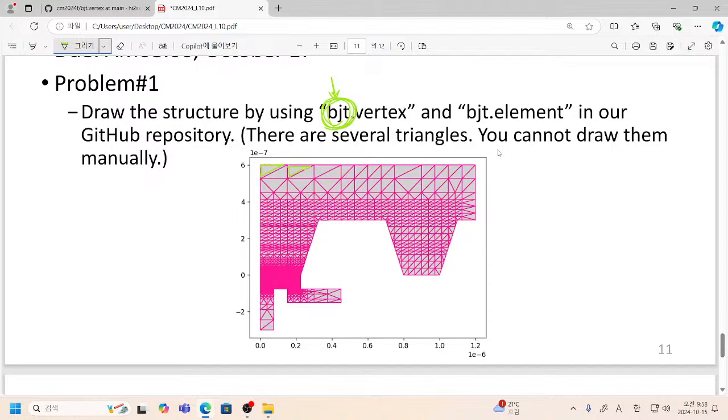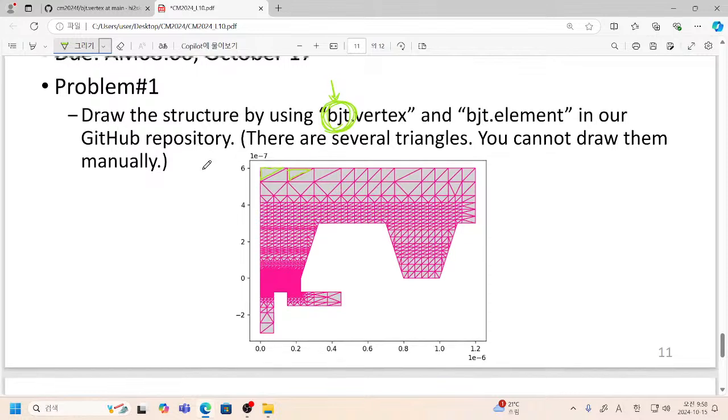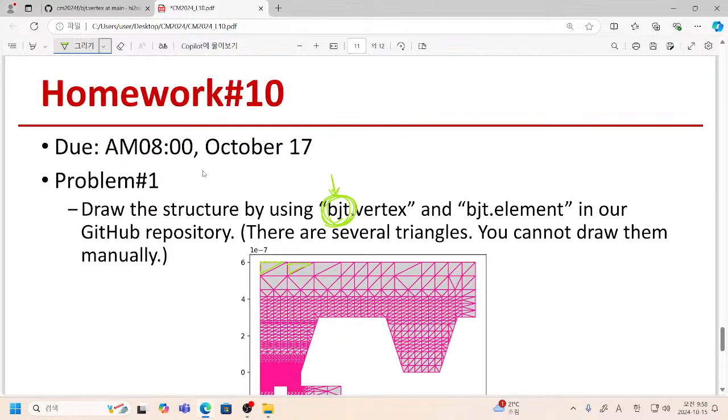I think this is a much better way to exchange information instead of giving all kinds of details to you. When we have a common format, agreed between us, when I send a new structure file, you can immediately start your simulation for this new structure. Okay, so that will be homework number 10, and please submit your homework before our lecture starts this Thursday. Do you have any questions?